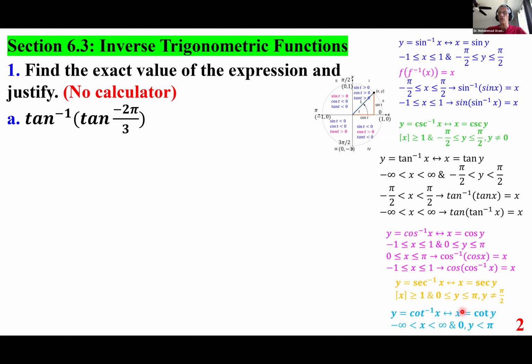Cotangent, although it's the reciprocal of tangent, that's not how it works. It follows cosine as well. So y is between 0 and pi for that case. And when we say y equals cotangent inverse x, that means x is cotangent y. That's how the restriction works. And now we are ready to tackle this question, everybody.